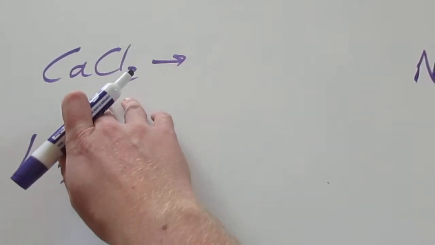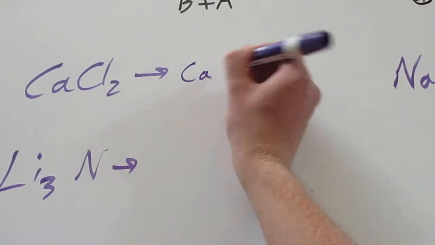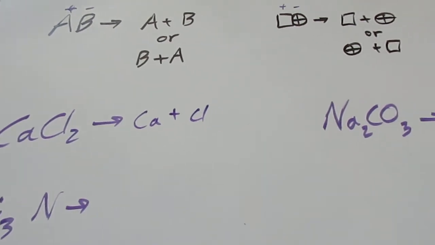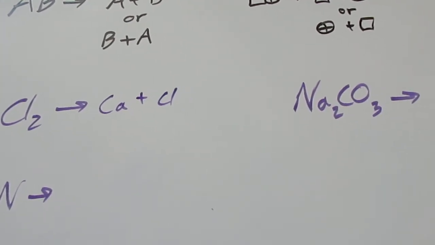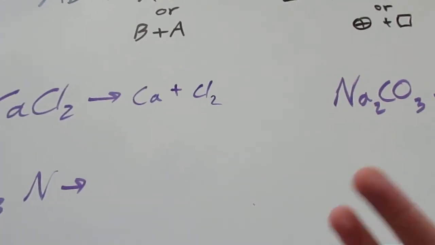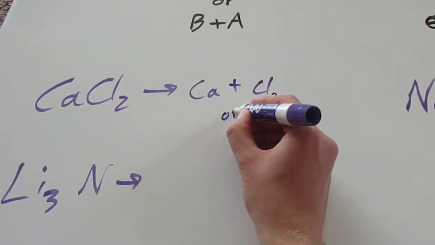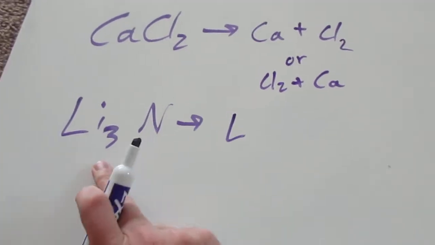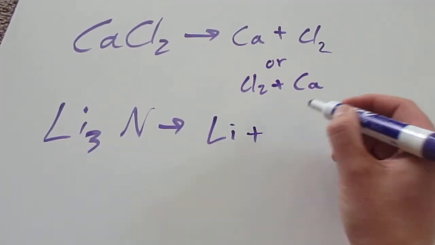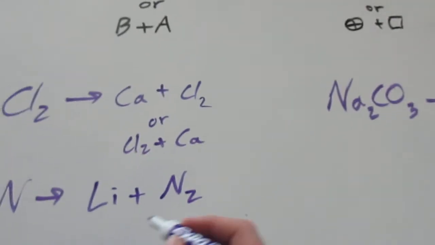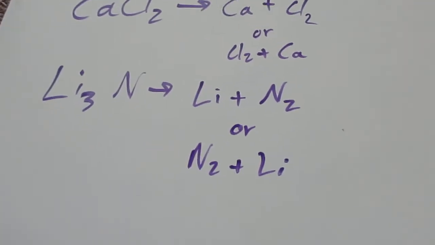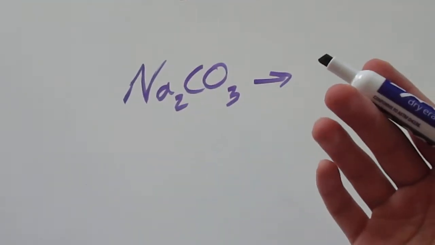So here, I have to break this into its 2 parts. Calcium is one of them. Chlorine's the other. But what's special about chlorine? It's diatomic, so make sure you put the 2. This is going to help with balancing. And again, it could have been Cl2 plus Ca. It's not that big of a deal. Here, lithium, even though it has the 3, lithium is not diatomic. Nitrogen is. Again, order doesn't matter.